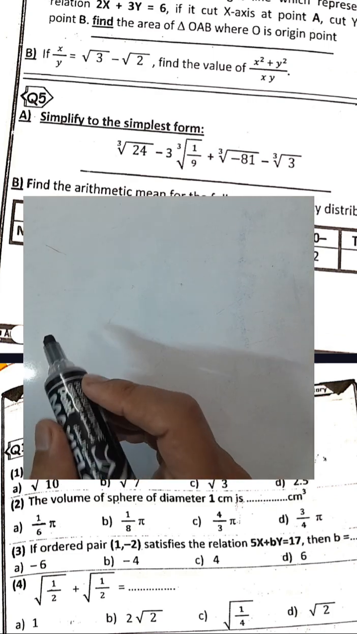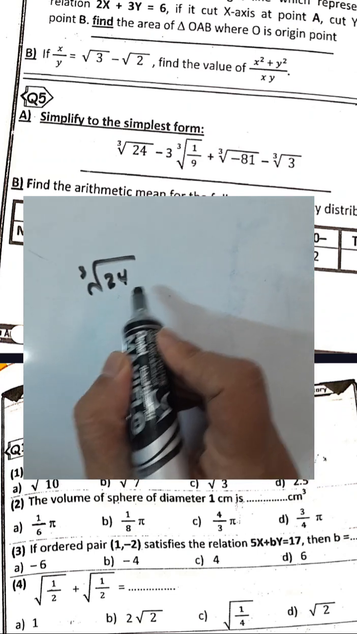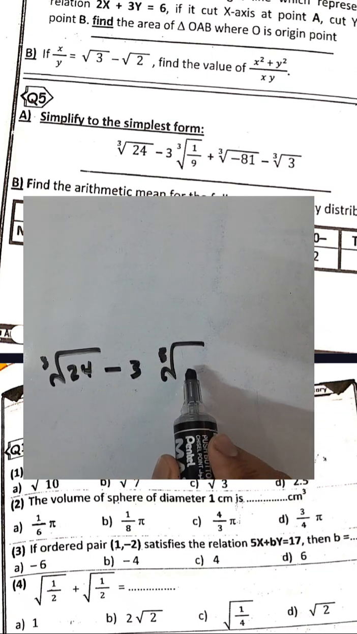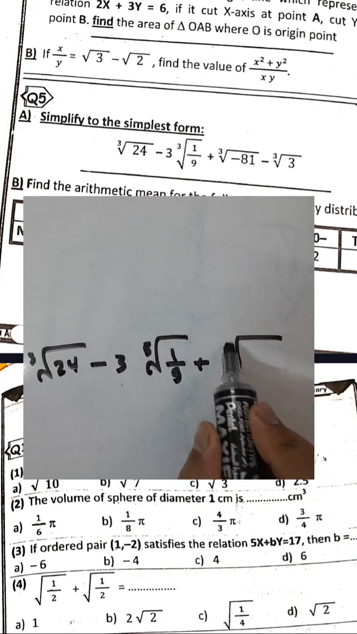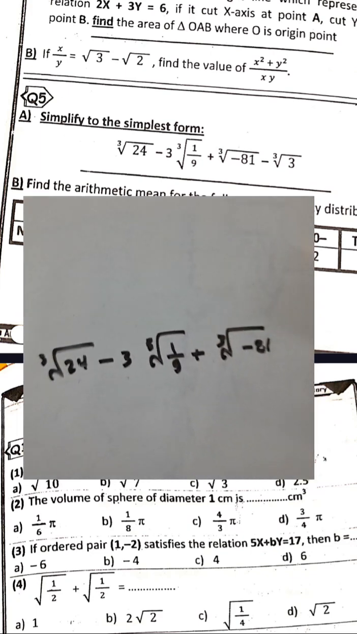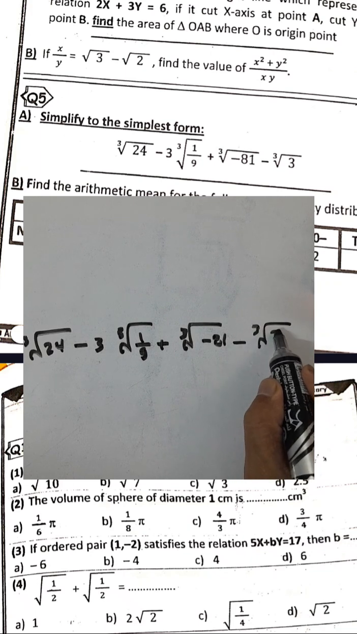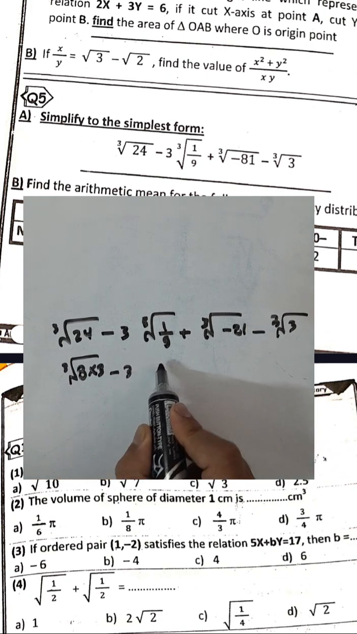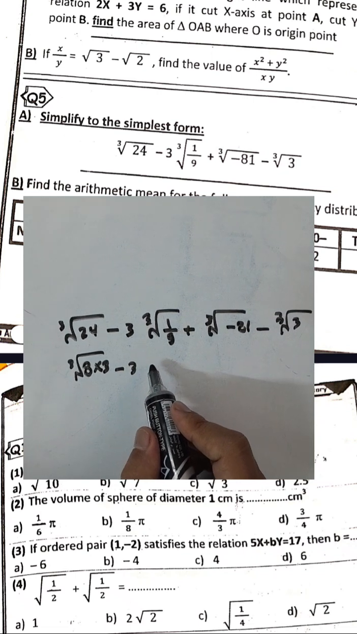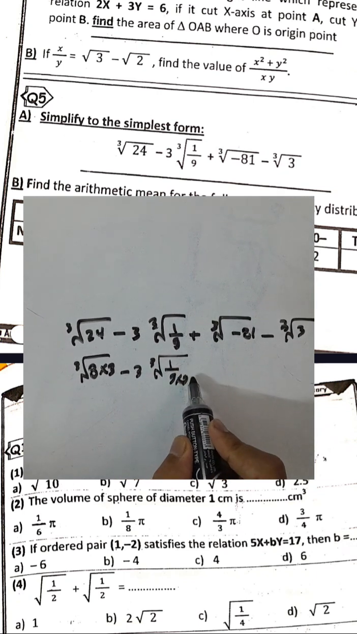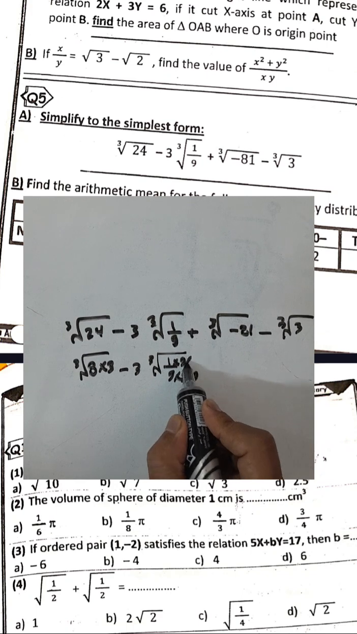Strong example. Next question: cubic root of 24 subtract 3 times cubic root of 1 over 9, plus cubic root of negative 81, subtract cubic root of 3. We have 24, it is 8 times 3. And the cubic root of 1 over 9, we can multiply here by 9 and here by 9 times 9.